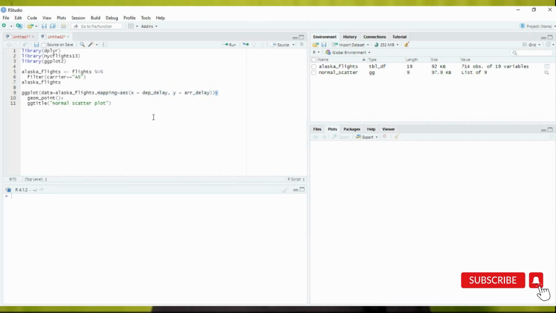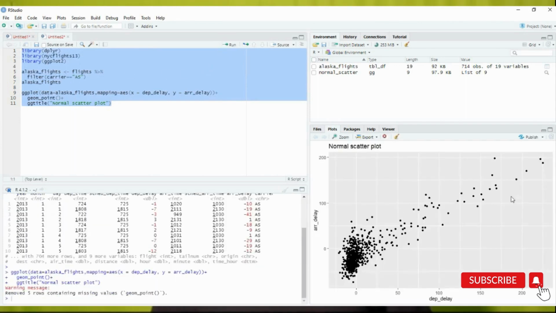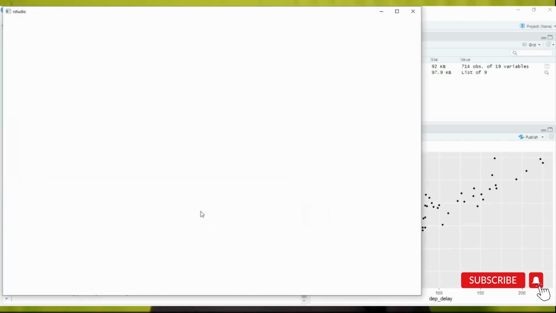You can see that there is a plus sign. This plus sign is used to add a layer to the ggplot function. The third layer corresponds to the geometric object. In this case, we are going to use point as our geometric object. Now let's run this command and observe how the scatter plot looks.